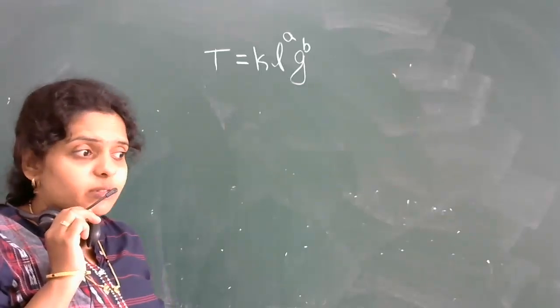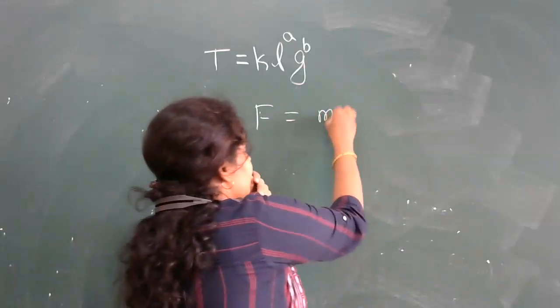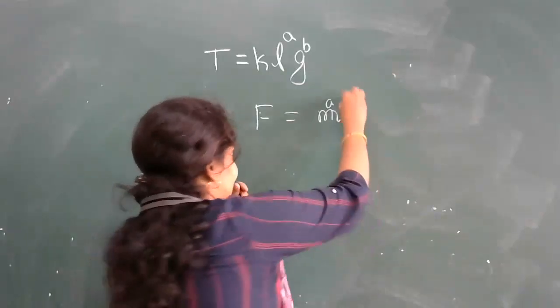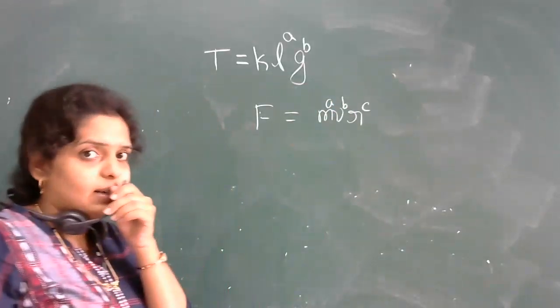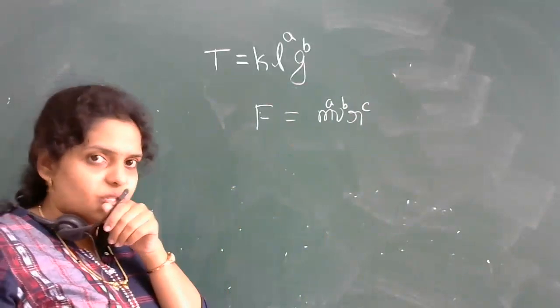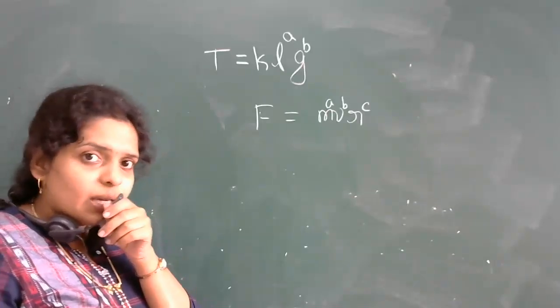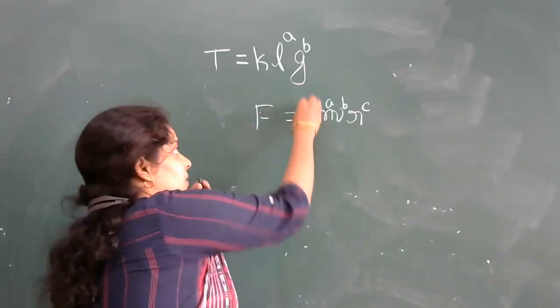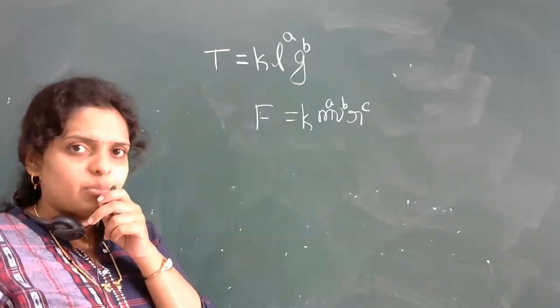Suppose in the second question I told you, force acting on a body depends on mass, velocity, radius. So how will you write? To the power you will write A, to the power B, to the power C. So in the question they will mention which all factors force depends on, and you need to write to the power A, B, C, D. You don't know what constant will come here, so you can consider it as K. At the end you will come to the relation.